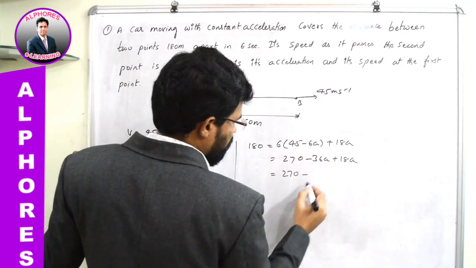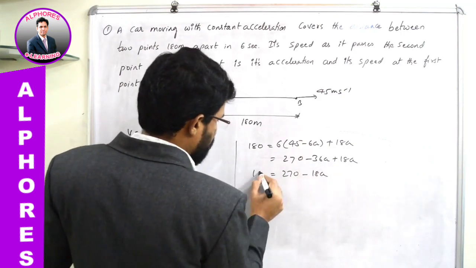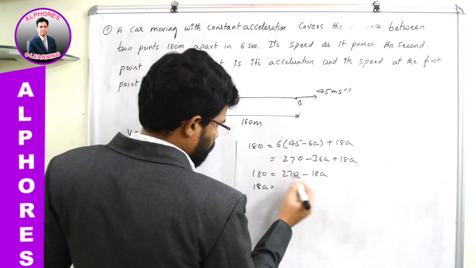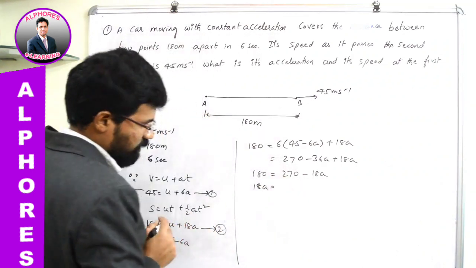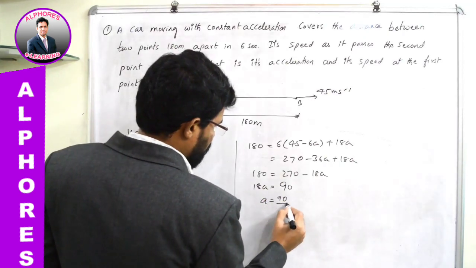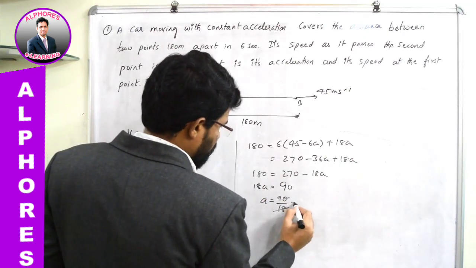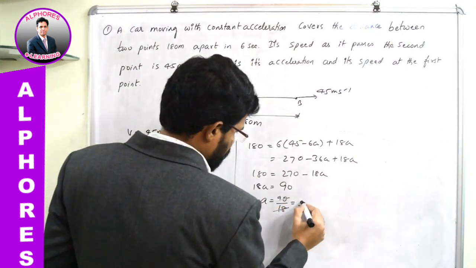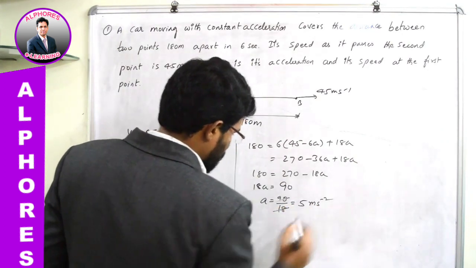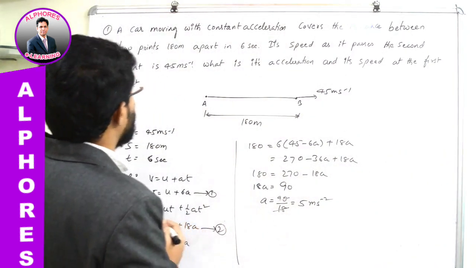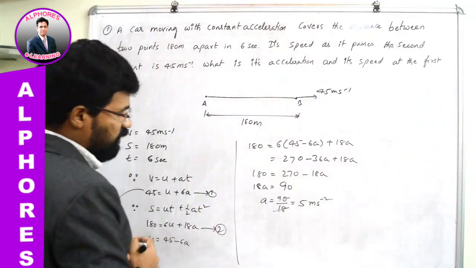270 minus, how much you will get? Minus 18a, 180. So 18a is equal to, what you will get? 270 minus 180. 270 minus 180 is 90. So a is equal to 90 by 18, and how much you will get? 18 fives are 90, right? So a is equal to 5 meter per second square. This is what you will be getting for acceleration. So the constant acceleration, whatever he is talking about in the question, that is 5 meter per second square.